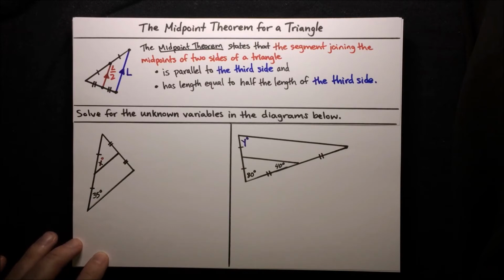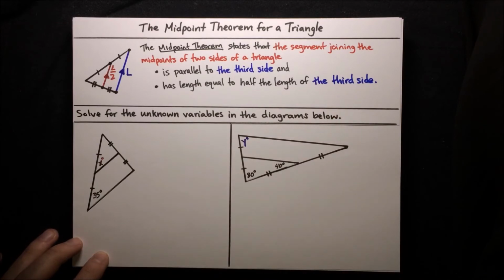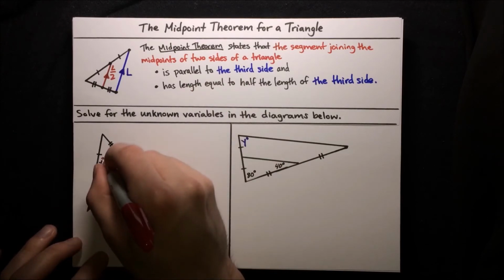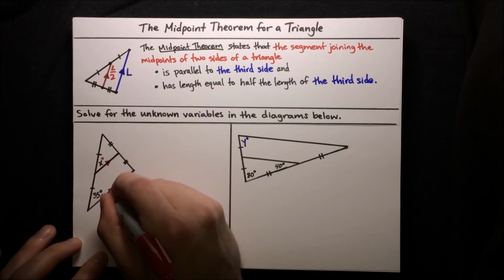Well, let's think back to the statement of the midpoint theorem up here. We've already done some problems where we've used the fact that the segment joining the midpoints of the two sides of the triangle has length equal to half the length of the third side. But the midpoint theorem also states that the segment is parallel to the third side. So this segment here, joining the midpoints, is parallel to that third side of the triangle.